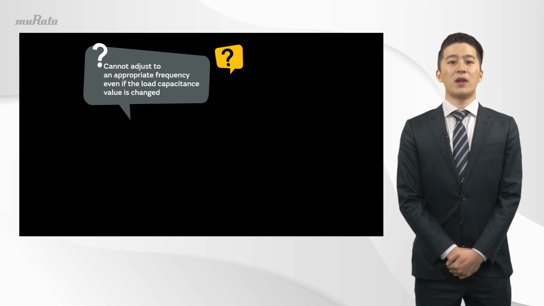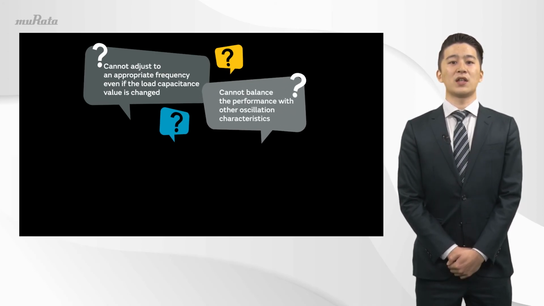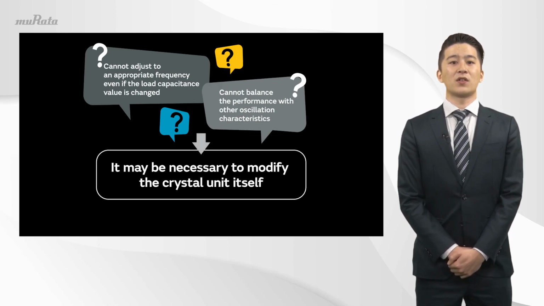If you run into a problem such as not being able to adjust an appropriate frequency, even if the load capacitance value is changed, or not being able to balance the performance with other oscillation characteristics, it may be necessary to modify the product itself.